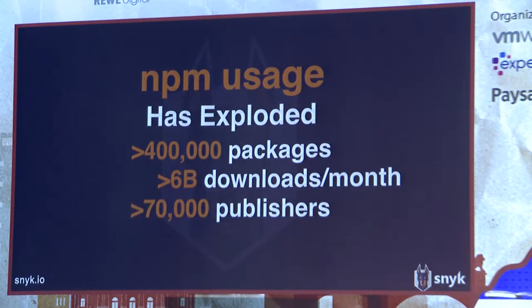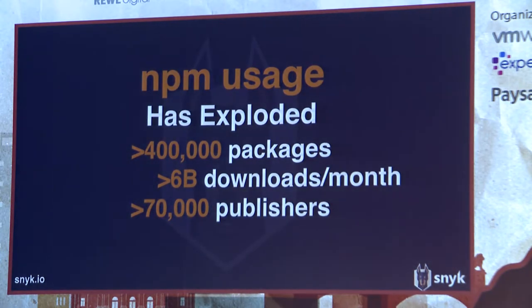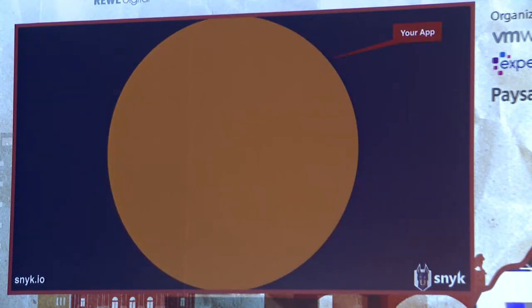Well, it has over 400,000 packages indexed. These numbers are actually a little bit old. That's now actually closer to 600,000. And this is only a year old, but I leave these numbers as they are just so I can explain. In just a year, it's almost had a growth of around 50%. Around 6 billion downloads per month on packages, and over 70,000 different organizations or people, developers, maintainers, who publish to NPM. So the size of the repository is pretty staggering.